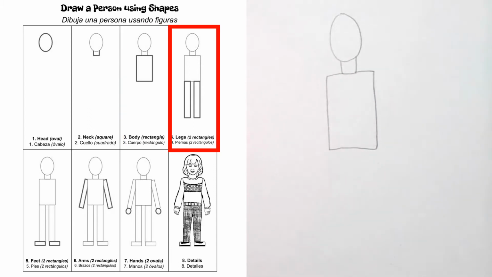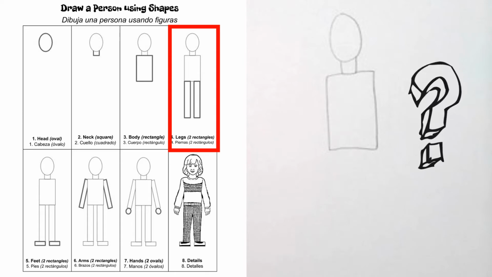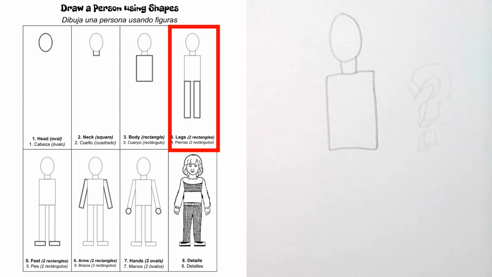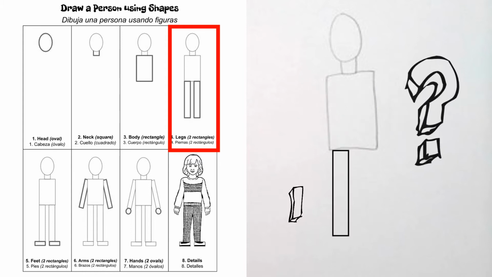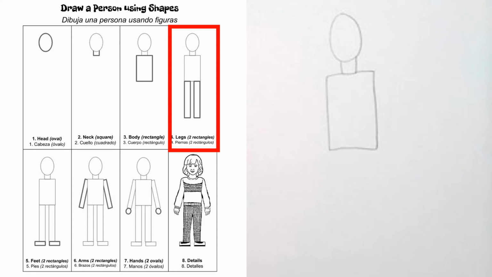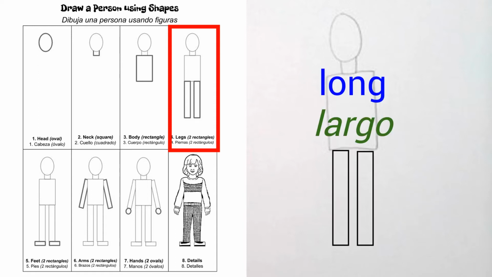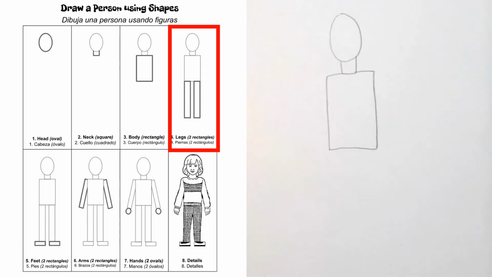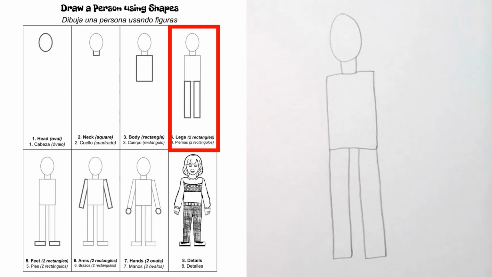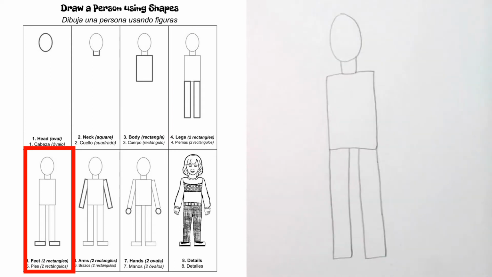Then we have our legs, tus piernas. What shape does a leg look like? Yes, a rectangle. And how many legs do we have? Sí, tenemos dos piernas. Are our legs long or short? Sí, son largos. At the bottom of our legs, we have our feet. We can draw 2 small rectangles por nuestros pies.